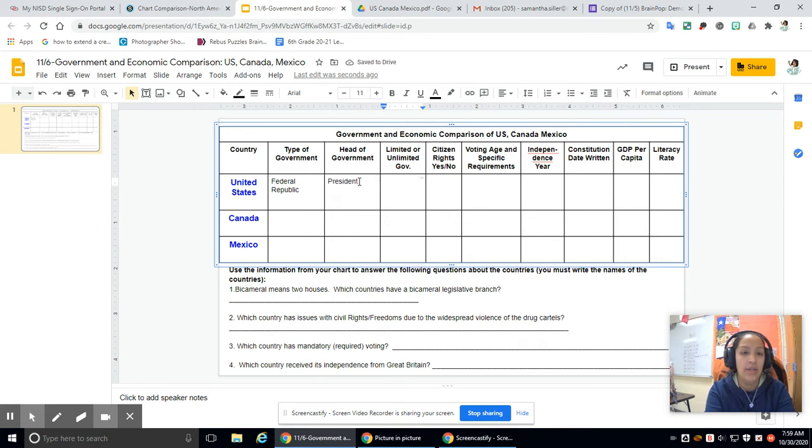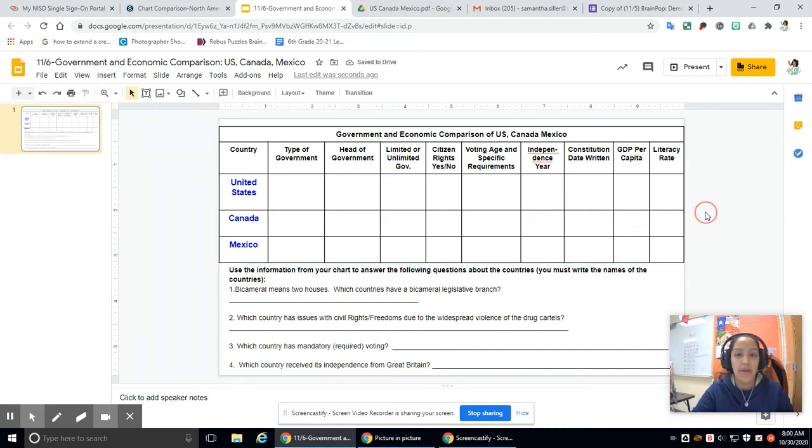And then are we a limited or unlimited government? Do we have citizens' rights, yes or no? What is our voting age and are there specific requirements? What was the year we have independence? When was the Constitution written? What is the GDP per capita, and then what is the literacy rate? Then you're going to go on to Canada. And you're going to answer all the way across, and then Mexico.